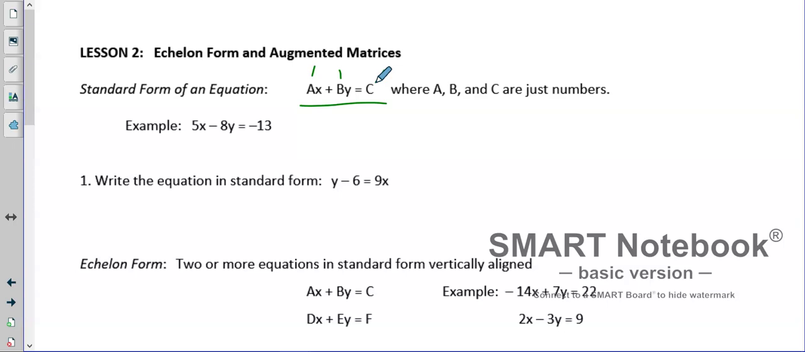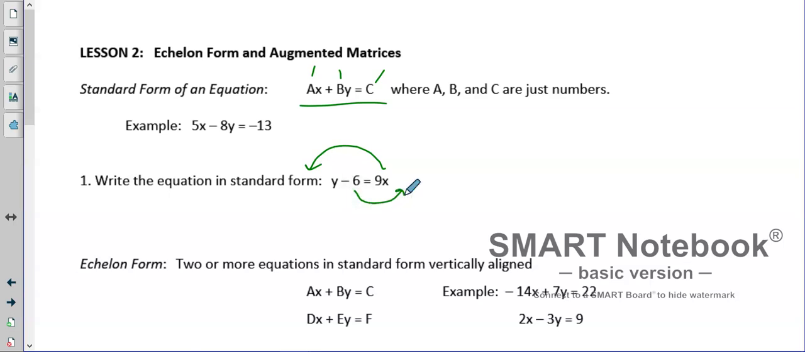Okay, so for example, 5x minus 8y equals negative 13. Letters on one side, constant on the other side. So number one, write it in standard form. The problem is we need everything, all letters on one side, numbers on the other. So I need to move this 9x over here. Now, it doesn't matter whether you put x first or y. Just most people put it in alphabetical order. It's kind of the understood standard form. But I also need to move this negative 6 over here.